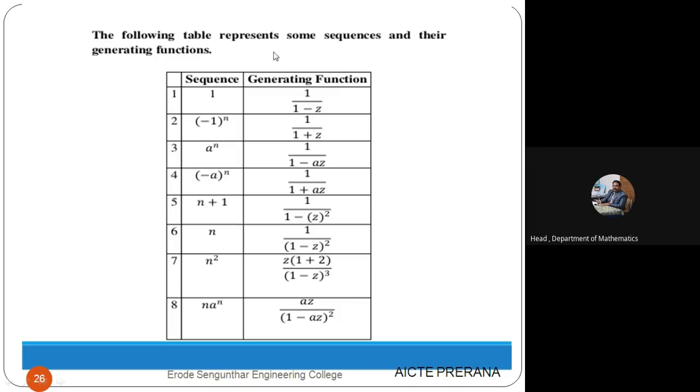The following table represents some sequences and their generating functions. The sequence 1 means the generating function is 1 by 1 minus z. The same way, minus 1 whole power n means the generating function is 1 by 1 plus z. Okay, these are the generating functions for the sequences.